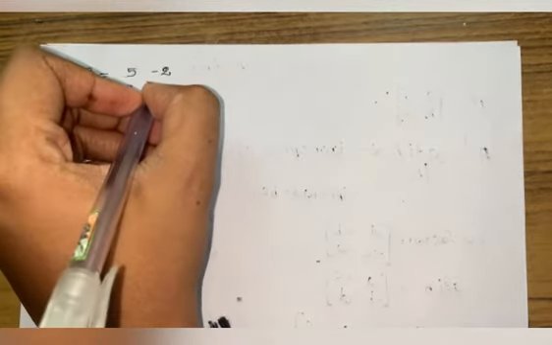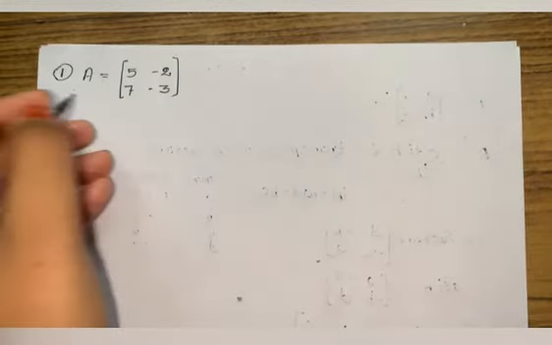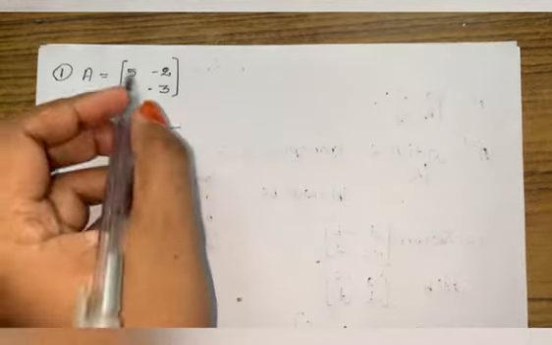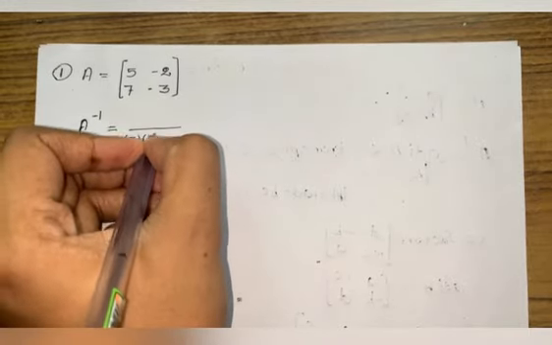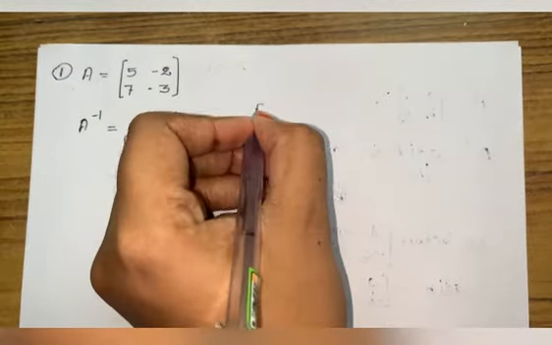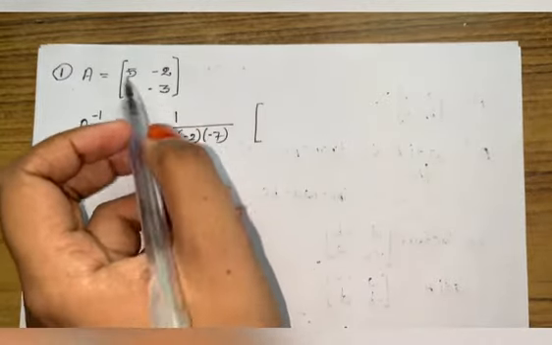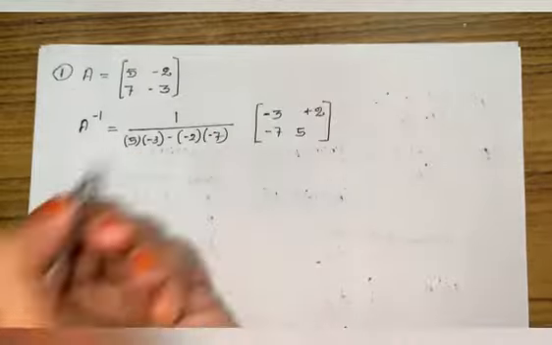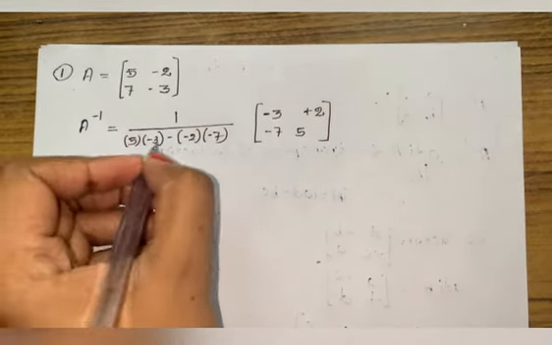So we can find the determinant and find the inverse. Okay, so let's go with the first question. The first question is about a 2 by 2 matrix: 5, minus 2, 7, minus 3. At first I'm going to find the determinant of this matrix, which is 5 into minus 3 minus 7 into minus 2. For the adjoint we have to interchange 5 and minus 3, and write the opposite sign of 2 and 7, so plus 2 and minus 7.